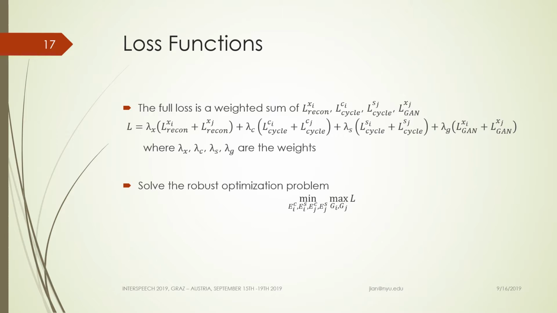The full loss is a weighted sum of reconstruction loss on data, semi-cycle loss on the content code, semi-cycle loss on the style code, and the GAN loss on the data, where lambda x, lambda c, lambda s, lambda g are the weights. This problem is solved by robust optimization. It's a minimax optimization problem.